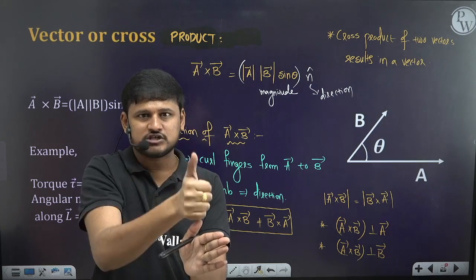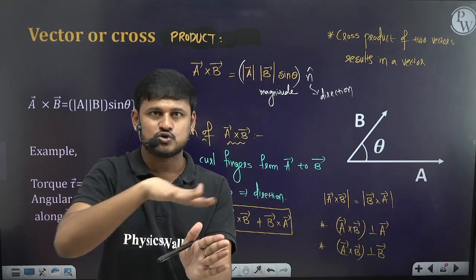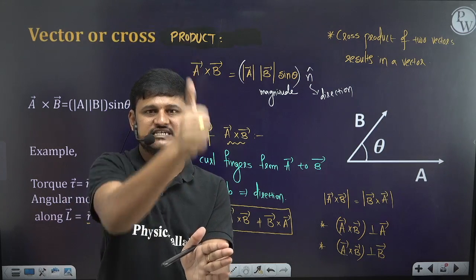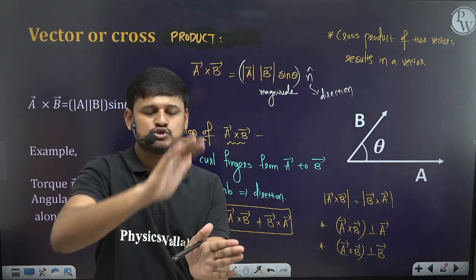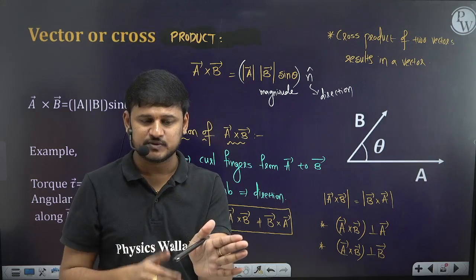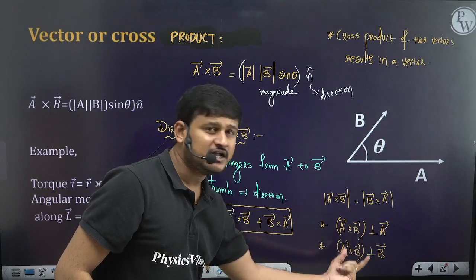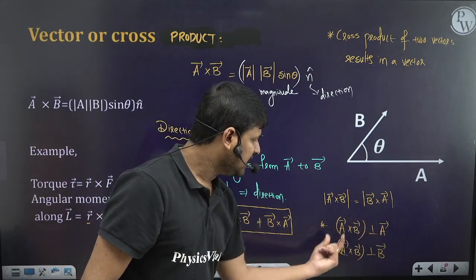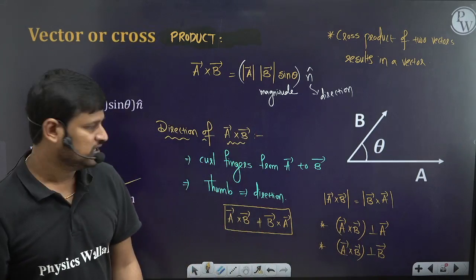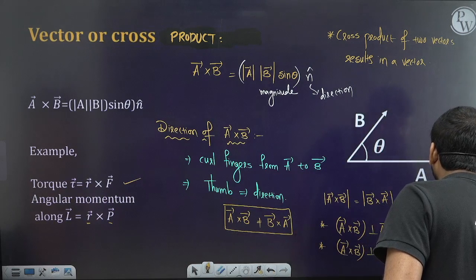So this A cross B is perpendicular to A and perpendicular to B. Consider this whole thing as a plane. A is in this plane, B is also in this plane, so the resultant is perpendicular. That's why the cross product of two vectors will be perpendicular to their individual vectors. So from here what we can write? A cross B dot A is equal to 0.